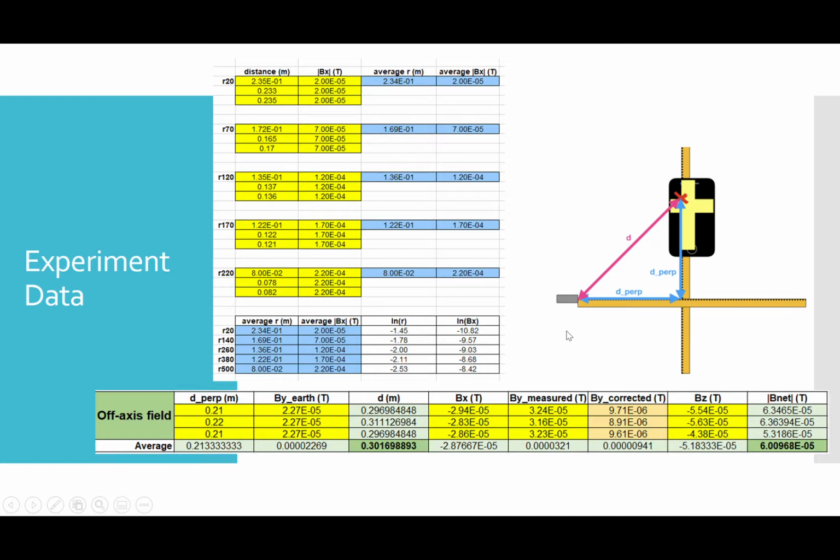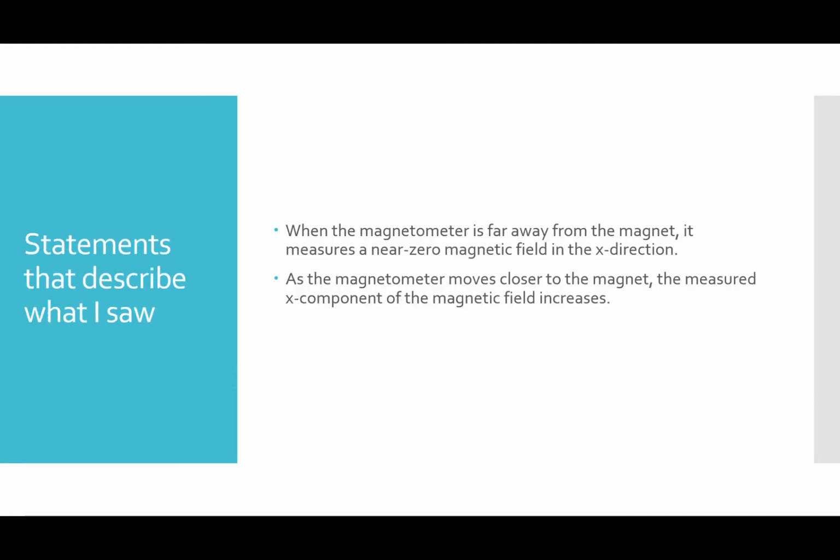The By corrected was found by taking the By Earth and subtracting that from the By measured component. The reason I subtracted was that both of those components were positive, so they were pointing in the same direction. These are the statements that describe what I saw. When the magnetometer is far away from the magnet, it measures a near zero magnetic field in the x direction. As the magnetometer moves closer to the magnet, the measured x component of the magnetic field increases.